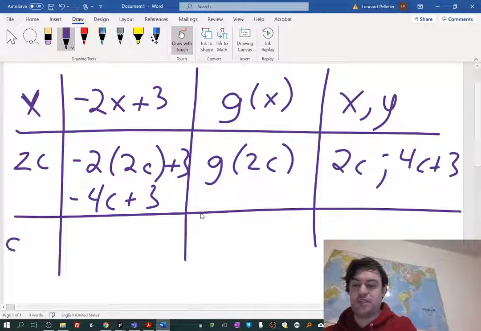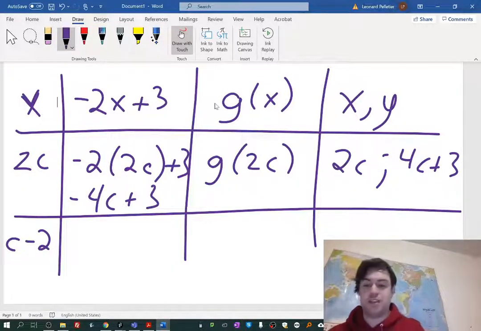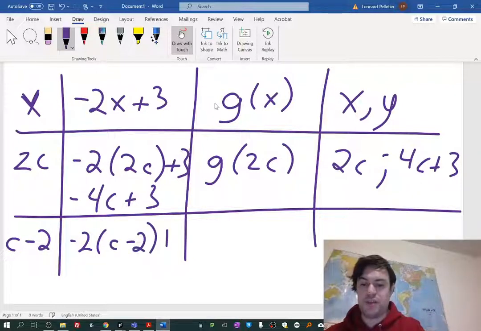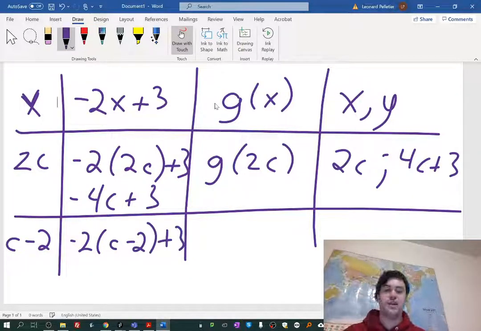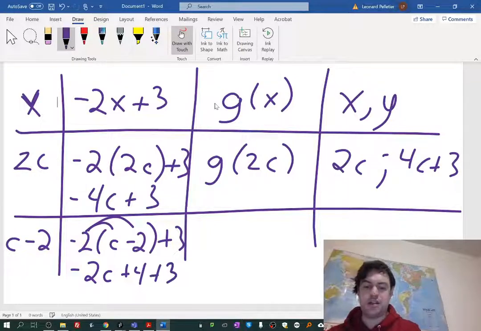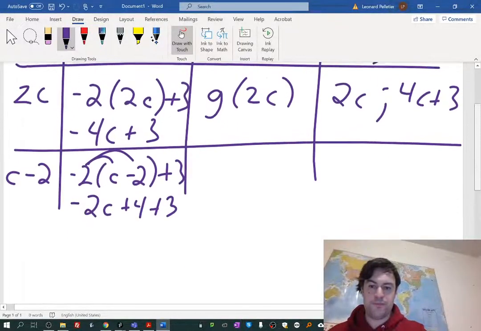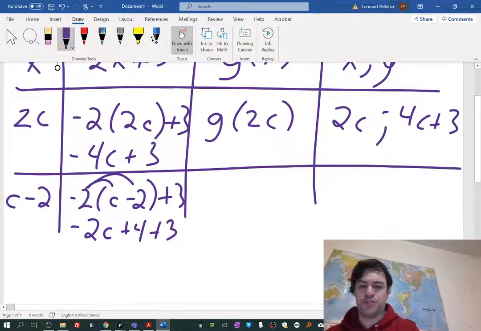So if it's c minus 2, then if we plug that into our equation, we get minus 2 times c minus 2, plus 3. And we can just multiply that through and see what we get. We'll multiply it into the parentheses. We get minus 2c plus 4 plus 3. I'll have to scroll down a bit. So plus 4 plus 3 is plus 7.